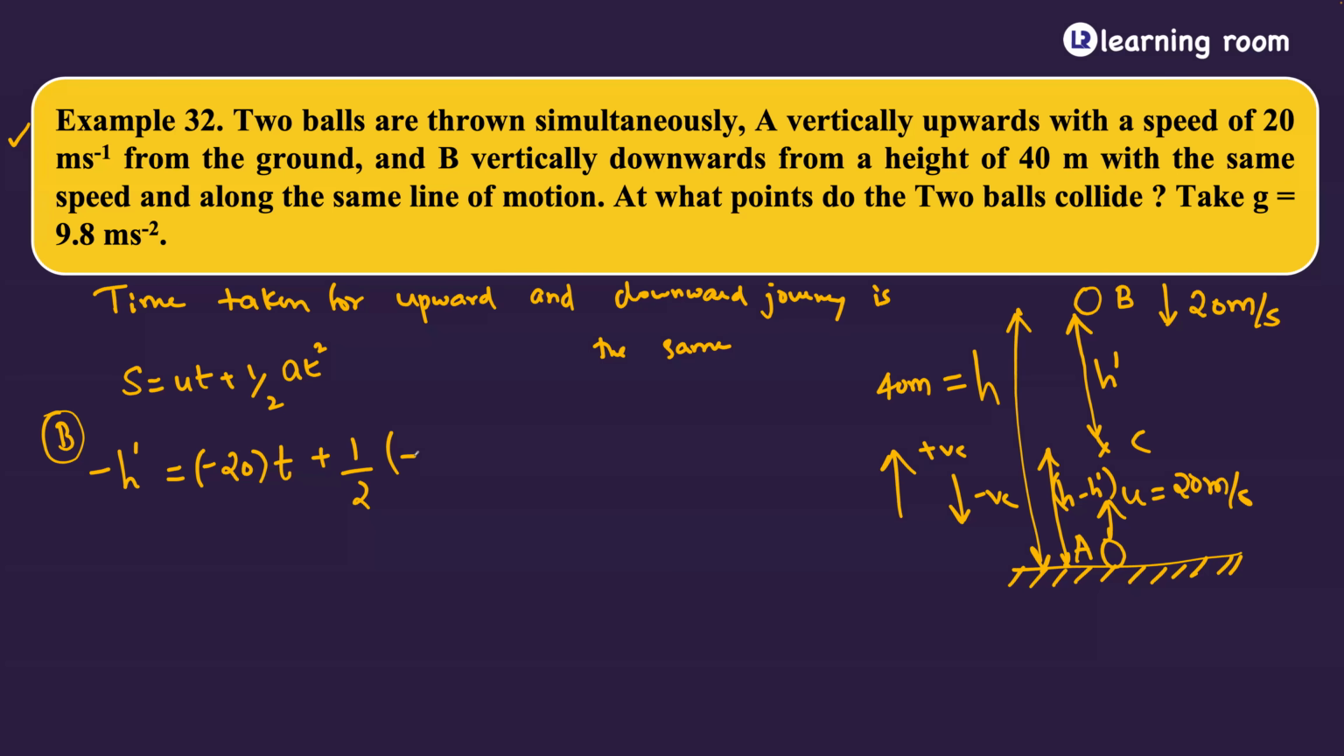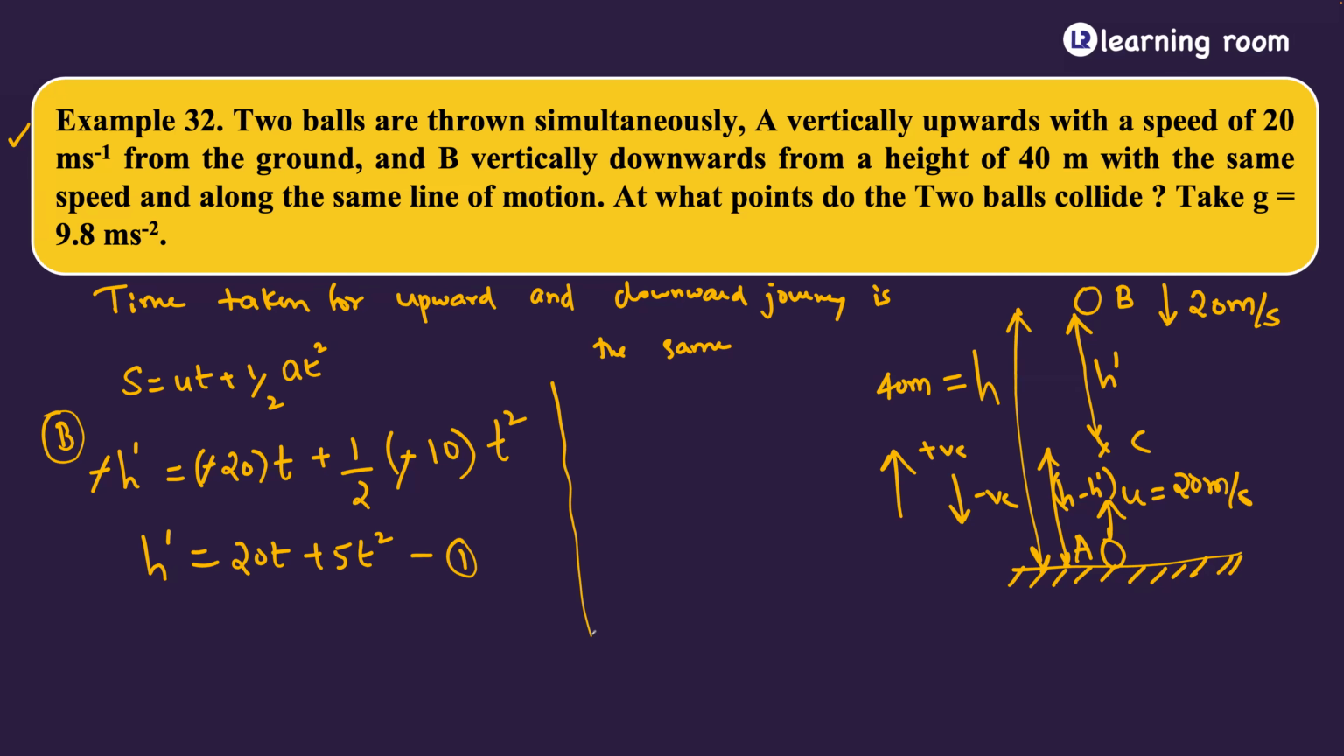So in this problem, they told g to be taken as 9.8. Okay. So I'll take 10 for a simpler aspect, because here you have 40, 20, everything. So 10 times t square. Am I clear with this? Okay. So here minus will get cancelled. So h dash is equal to 20t plus 5t square. Let me take this as equation number 1.